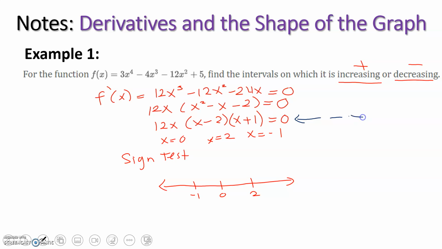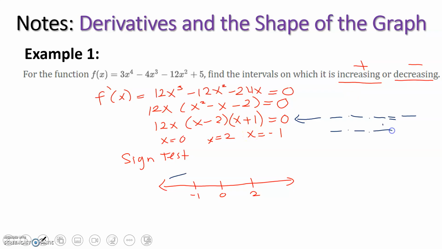Now, if I pick a number between -1 and 0, say -1/2, if I plug that in here, we get a negative. If I plug that in the second factor, we get another negative. And if I plug that in the third factor, we actually get a positive, because -1/2 plus 1 is a positive. So this leaves us with a negative times a negative, which is a positive, times a positive is a positive.